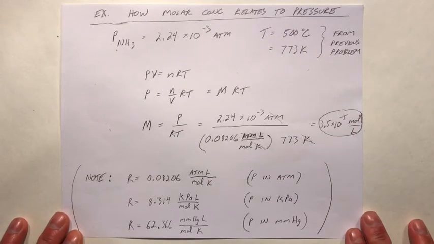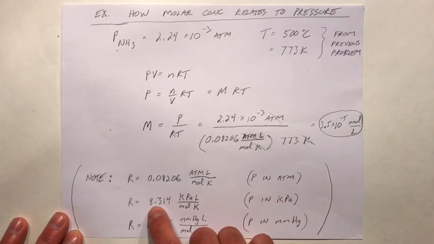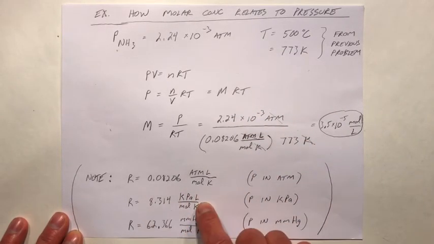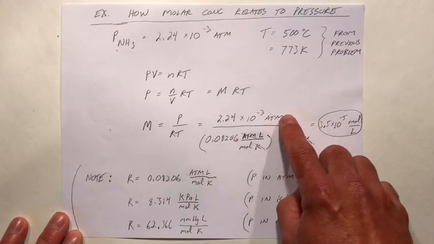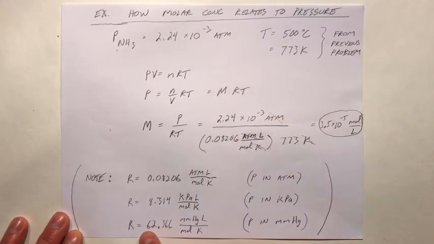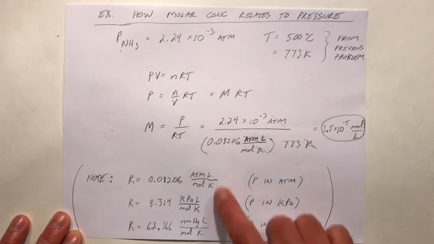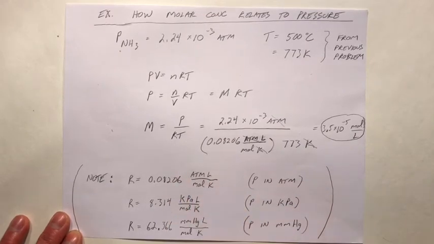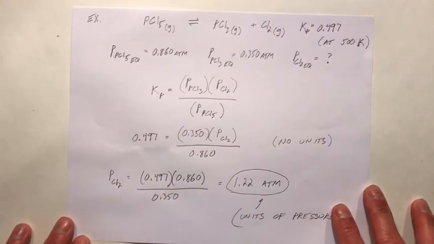So if we had pressure in kilopascals here, we would need to use R with this expression, so it has kilopascals in it here. If we had pressure in millimeters of mercury, or torr, then we would have to use this expression for R. You can express the ideal gas constant using different pressure values, and then you'll have different numerical values for the ideal gas constant.